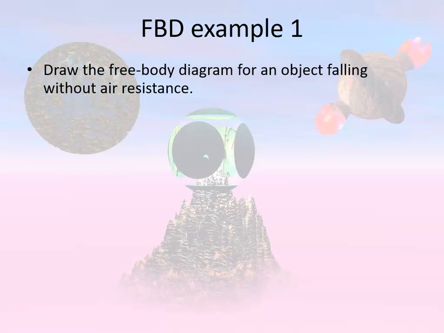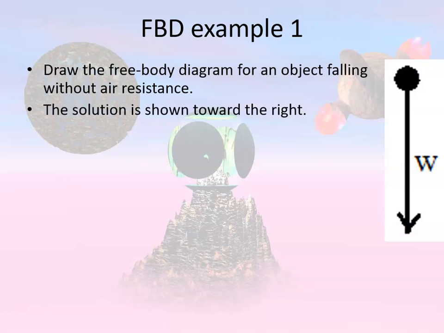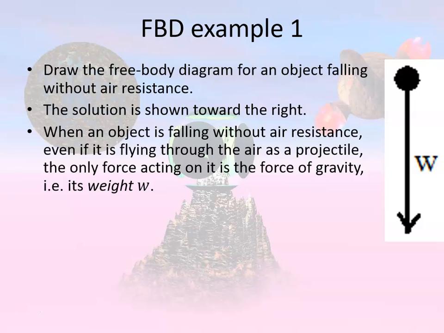So let's take a look at a number of examples. How about the free body diagram for an object falling without air resistance? Well, that's easy. An object falling without air resistance feels the force of gravity, which we call weight, W equals mg. And if there's no air resistance, then that's it. This would apply for an object not just falling vertically, but one that is tossed up in the air, one that's tossed sideways, one that's tossed at an angle, as long as air resistance can be neglected. So the only thing acting on the object will be its weight.